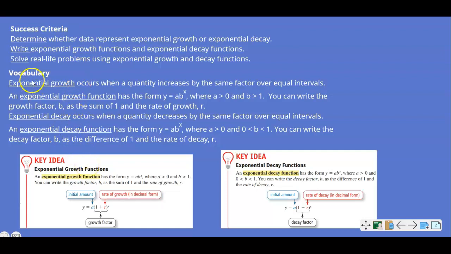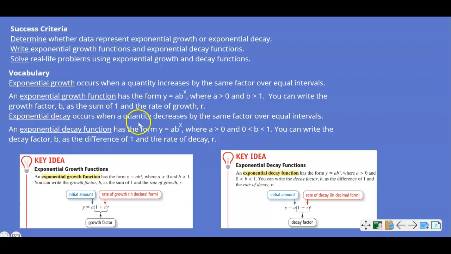All right, your vocabulary. Exponential growth occurs when a quantity increases by the same factor over equal intervals. An exponential growth function has the form y equals ab to the x power, where a is greater than 0 and b is greater than 1. You can write the growth factor b as the sum of 1 and the rate of growth r.